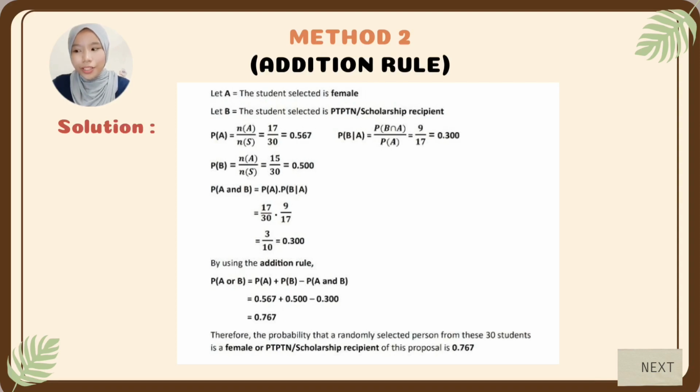By using the addition rule, the probability of A or B is equal to the probability of A plus the probability of B minus the probability of A and B. We will substitute all the values, then the final answer we will get is the probability of A or B equal to 0.767. Therefore, the probability that a randomly selected person from these 30 students is a female or a PTPTN or scholarship recipient is 0.767.